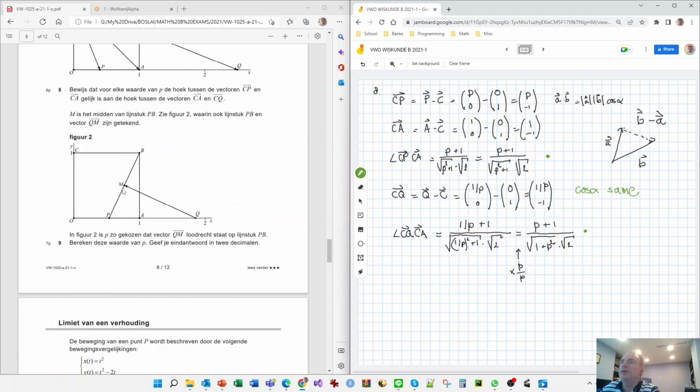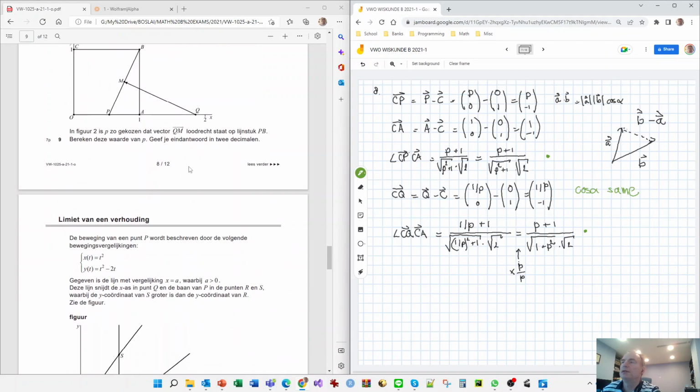Then there's a point M, which is in the middle of segment PB. And you can then also define a vector from Q pointed to M. And for certain P, they chose P such that QM is perpendicular to PB. And find for which value of P that happens. And 2 decimals means 2 decimals.